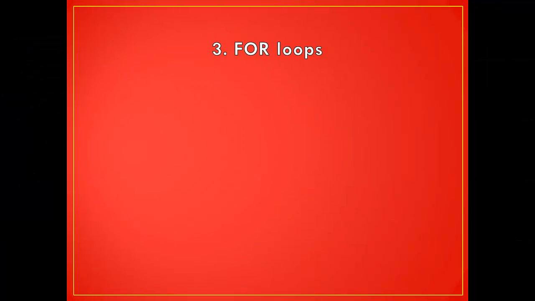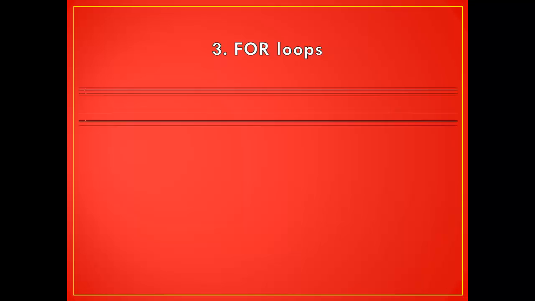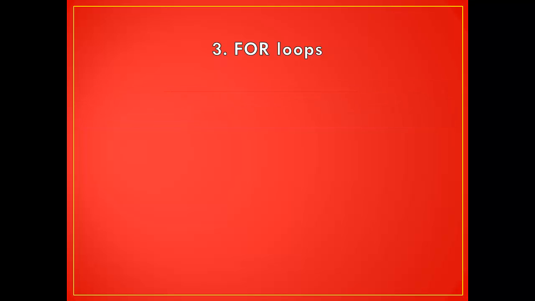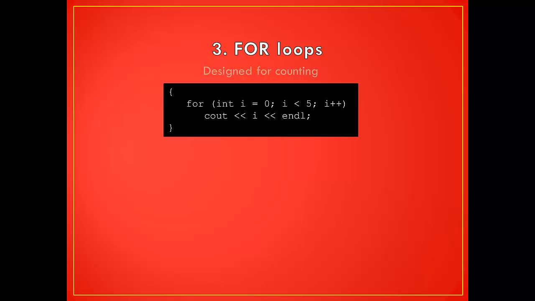The final loop we will discuss today is the for loop. It is different from the other two loops because it requires 3 fields inside of its parentheses. This looks really confusing, so we'll talk through an example. Keep in mind that the for loop is specifically designed for counting, which is why 3 fields are necessary.